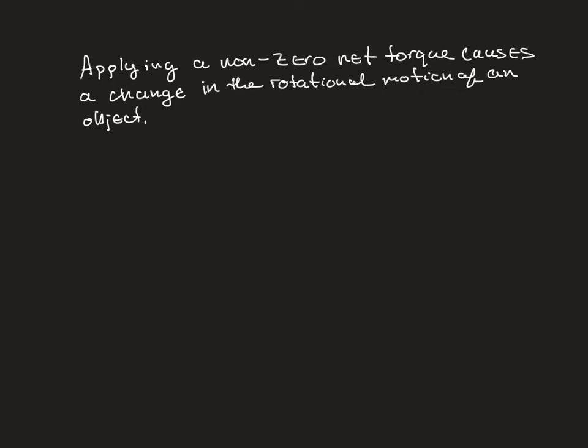Applying a non-zero net torque causes a change in the rotational motion of an object. And remember, when we say a change in rotational motion, we mean a change in angular velocity, or what would be an acceleration. So we're going to say our net torque is going to cause a net angular acceleration.